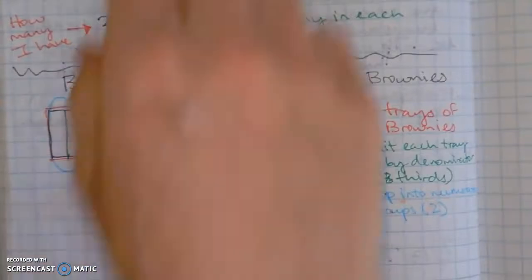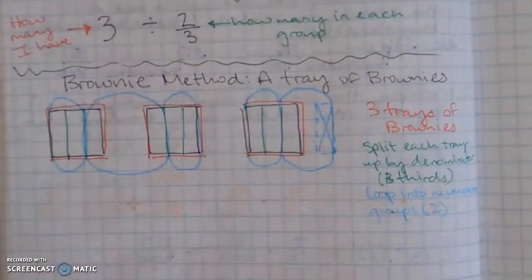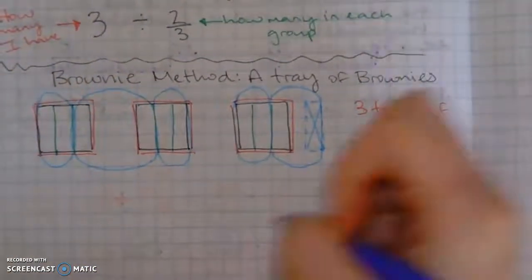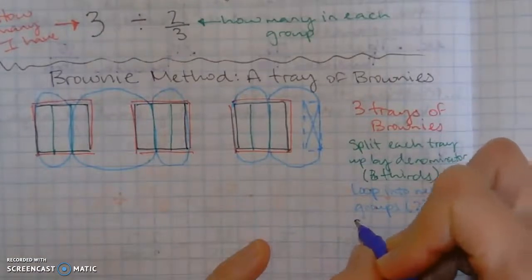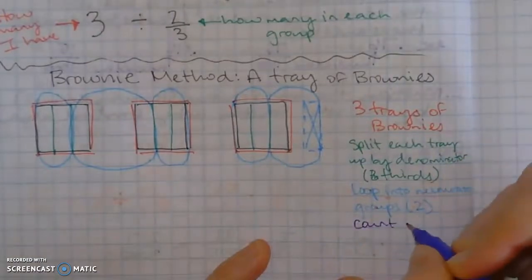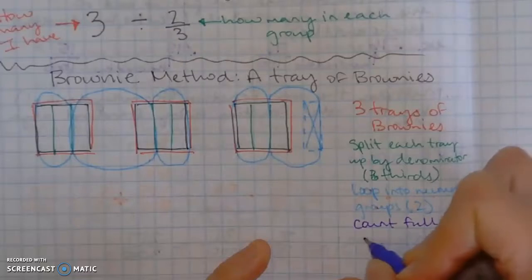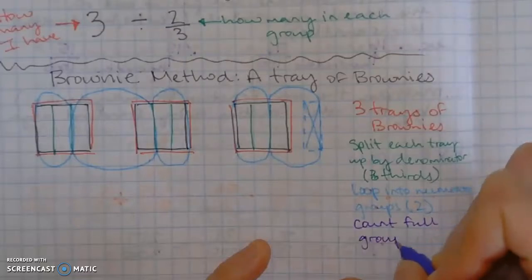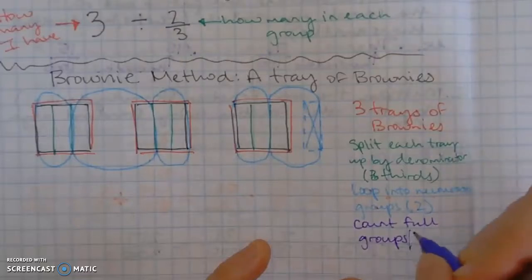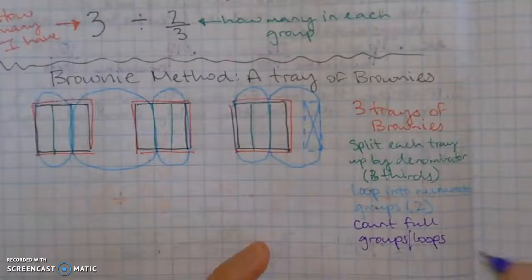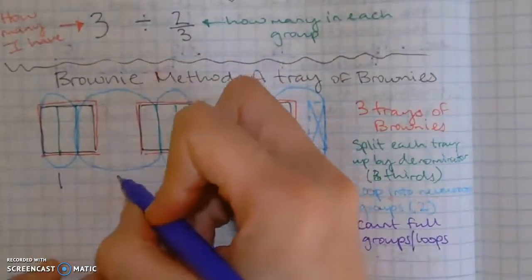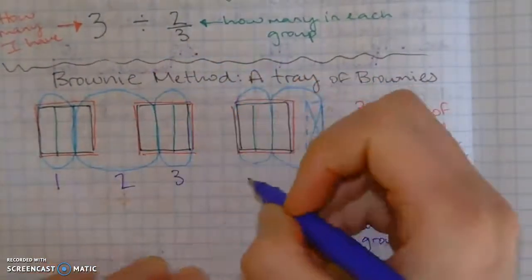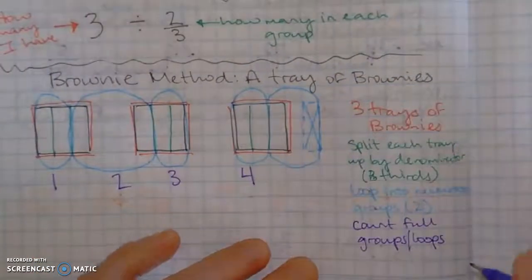So once you're done with that, you're going to, and I should have scooted this over, oh well. When you're done with that, you're going to count full groups or loops, okay? So in this case, we have 1 full group, 2 full groups, 3 full groups, 4 full groups.